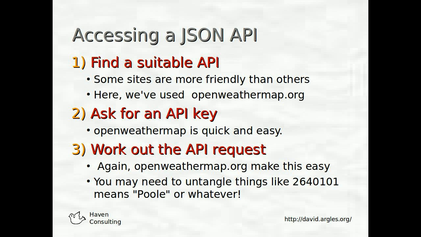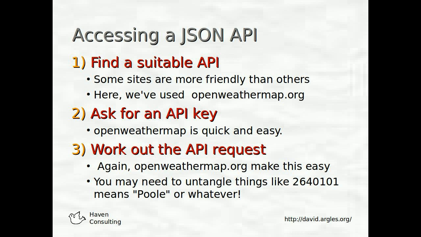The next thing we will probably have to do for most APIs is ask for an API key. Again, this can be easier or more difficult, but OpenWeatherMap make this quick and easy for us. Then the third step at this point is to work out what the API request needs to be. We need to send a request to this remote site and ask for the data. Again, you'll find that OpenWeatherMap make this easy. There may be the odd thing that we need to untangle.